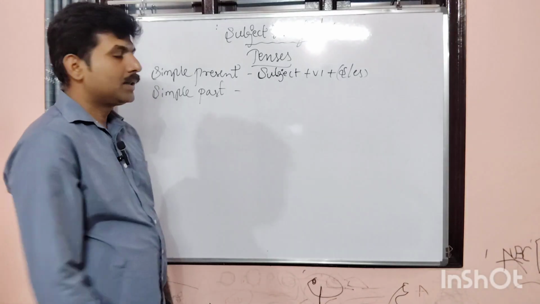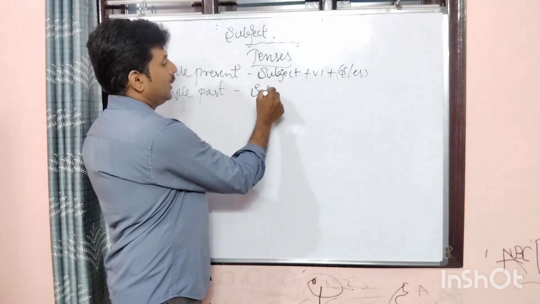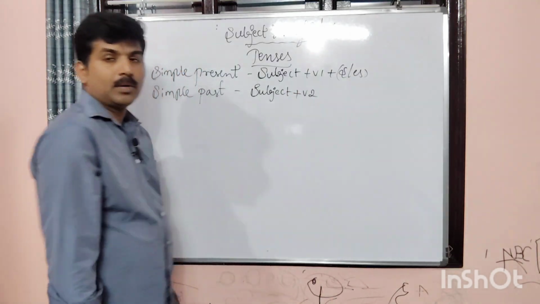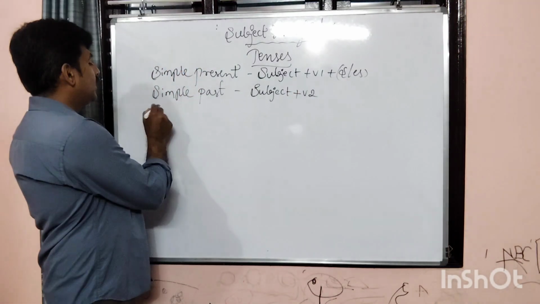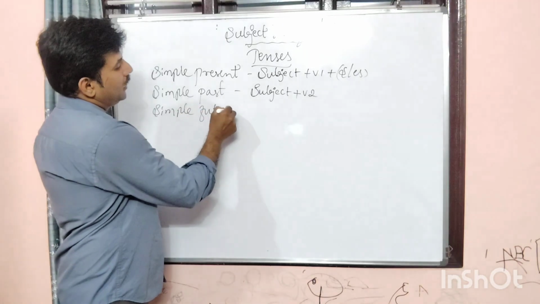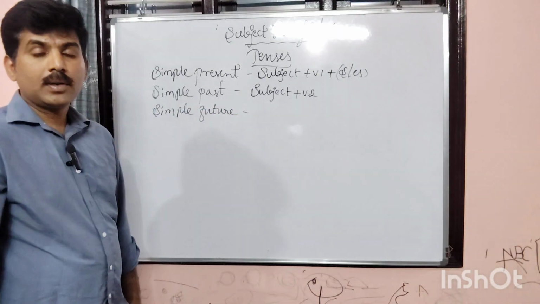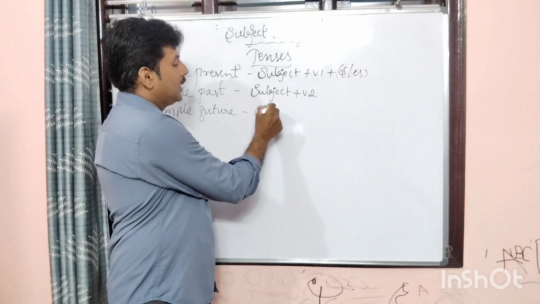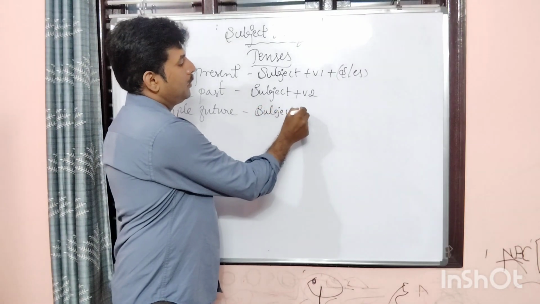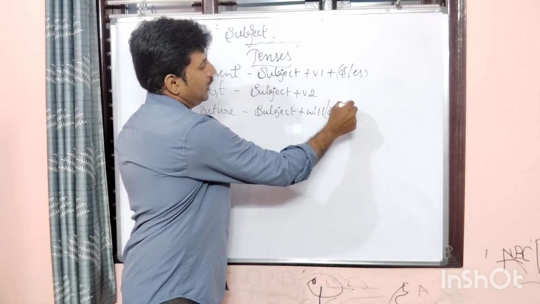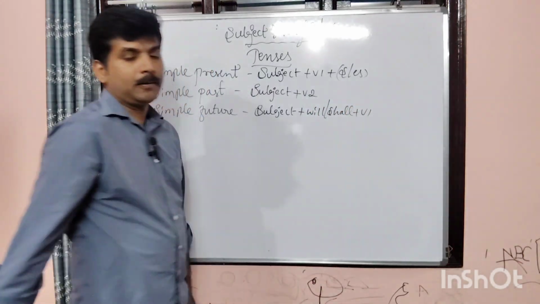What is the form of that? The subject plus verb two. Then the simple future tense form, which one is that? Simple future tense: subject plus will or shall plus verb one.